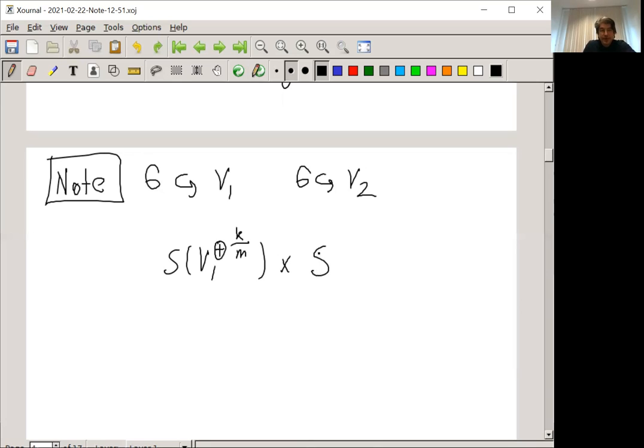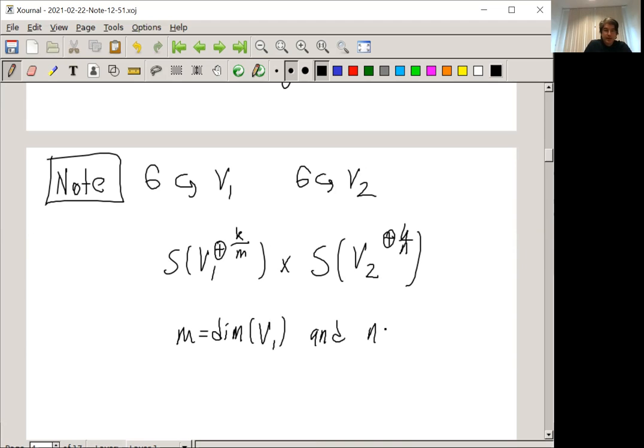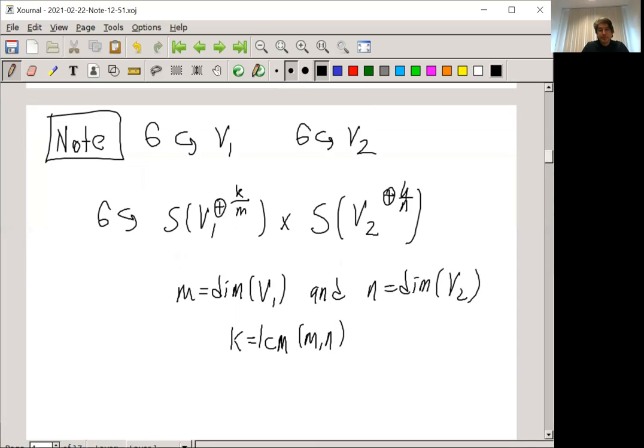Here, M is the dimension of V1 and N is the dimension of V2. Then you get a G action on a product of two equidimensional spheres. So here I added V1 with itself K over M many times and V2 with itself K over N many times. By the way, K is the least common multiple of M and N, so that the dimensions of the spheres are the same.